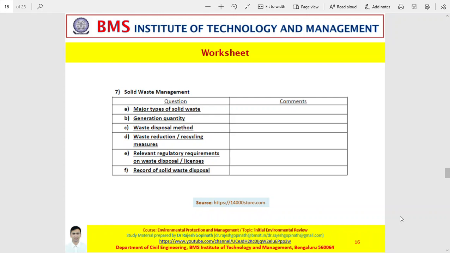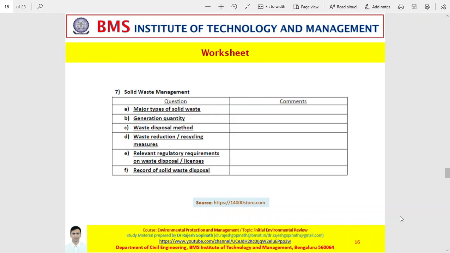Now, when it comes to the concept of solid waste management, it is imperative that we have data on date, time and quantity with respect to solid waste disposal. When was it given? How much was it given? In what form was it given? What time was it given, and to whom was it given?